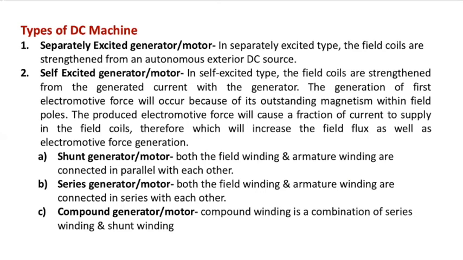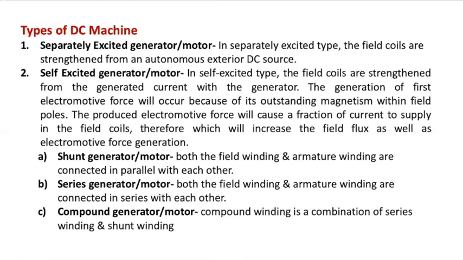Now, the other one where the field winding and armature winding are electrically connected, that is known as the self-excited DC machine. In self-excited type, the field coils are energized from the current generated by the generator. The generation of the electromotive force will occur because of the residual magnetism within the field poles. The produced electromotive force will cause a fraction of current to flow in the field coils, which will increase the field flux as well as the electromotive force generation.